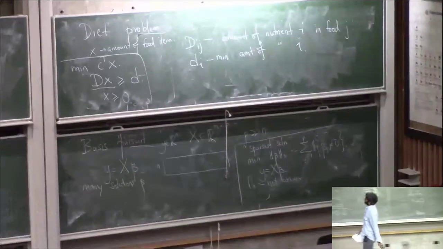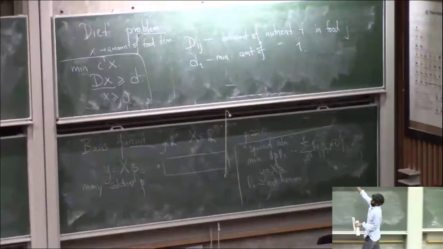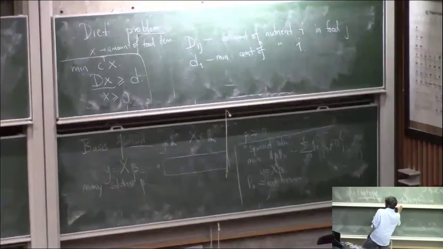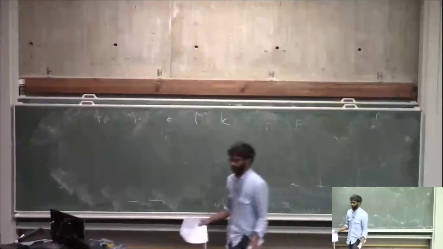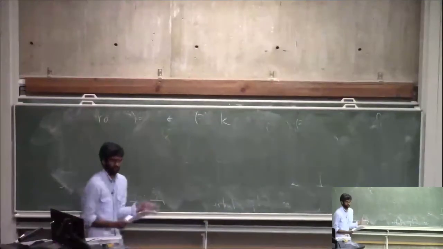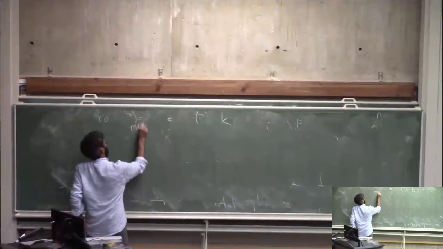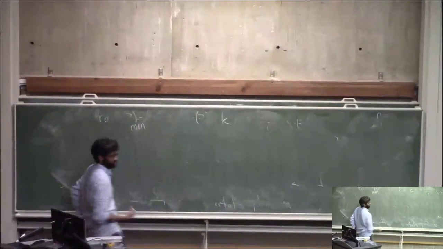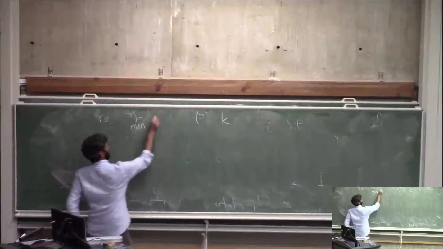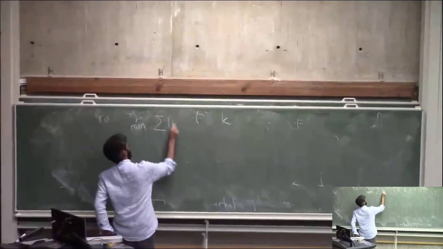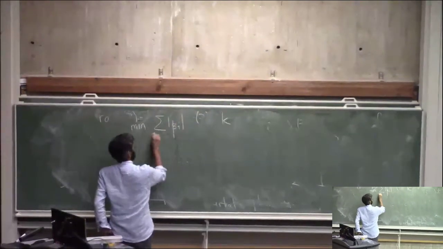So again, we'll go back to this idea of relaxations. One way to relax the L0 norm is to construct its convex hull. Turns out that in this case, that's the same as minimizing the L1 norm. So you could say, instead of minimizing the L0 norm, I'm going to minimize the sum of the absolute values of the betas.